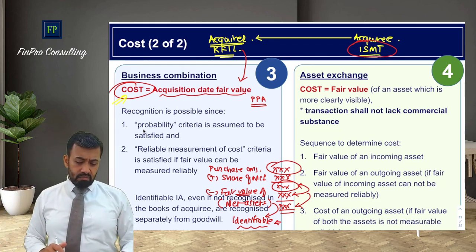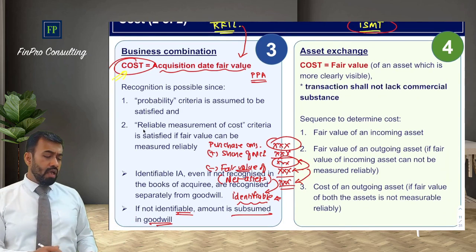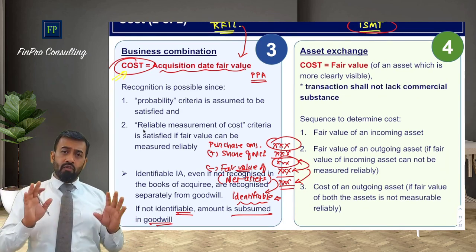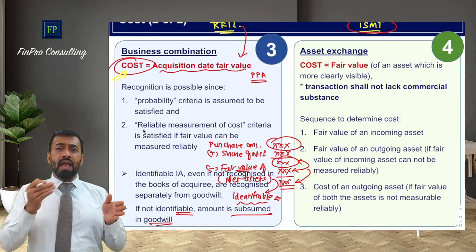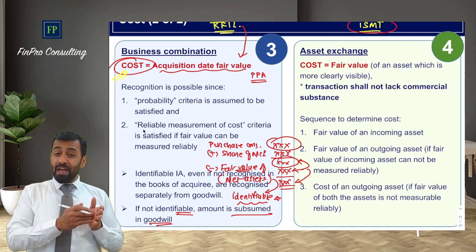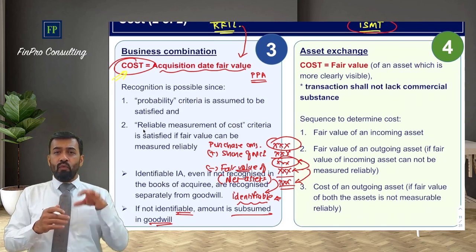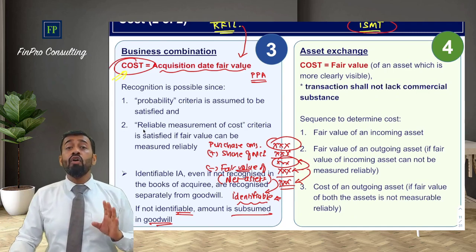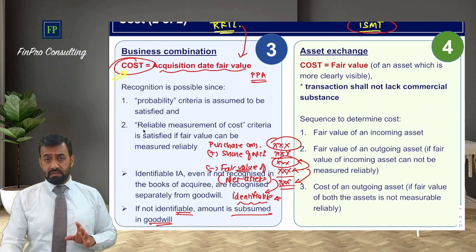So this is the quick discussion on how to measure assets which are acquired as a part of business combination. Answer is very simple. Acquisition date fair values, which will be given by the valuer as a part of PPE exercise, we will consider that as a cost, as simple as that. Okay.